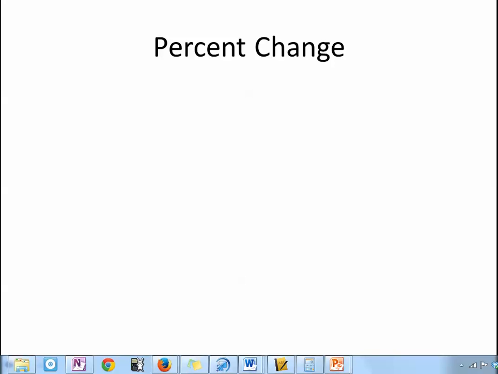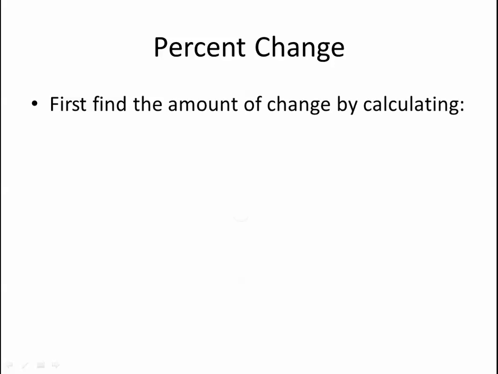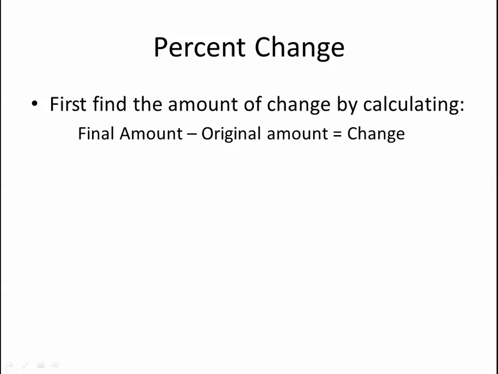Alright, so today we're going to be talking about percent change. Now, as we're looking at percent change, one of the most important things that we need to do is first find the amount of change. Because in order to find a percent of change, you need to know how much whatever you're looking at has changed. And so the first thing we'll do is exactly that. We'll take the final amount and we'll subtract the original amount, and that will give us the change.